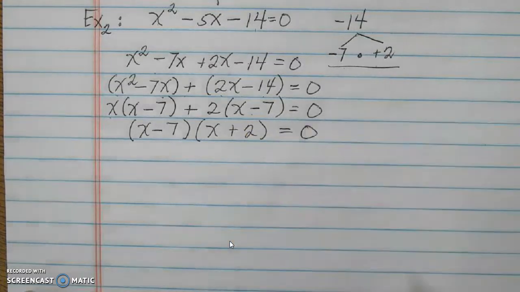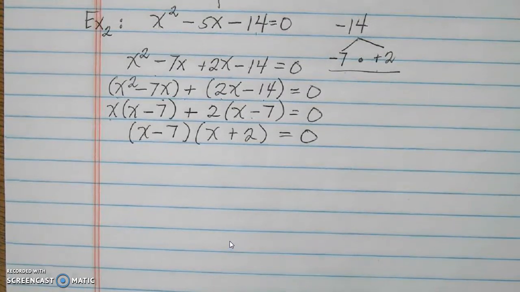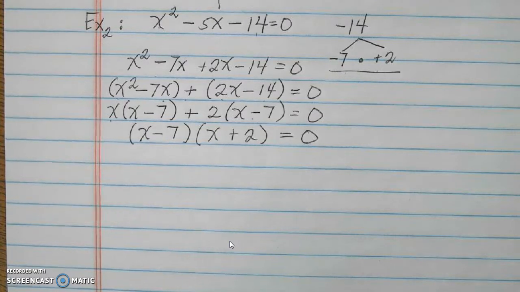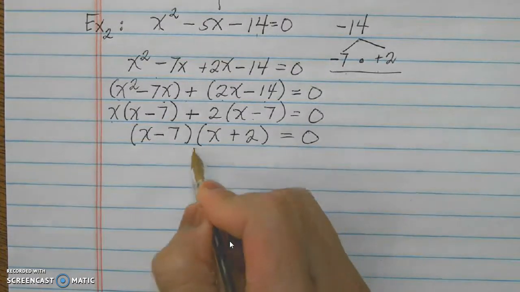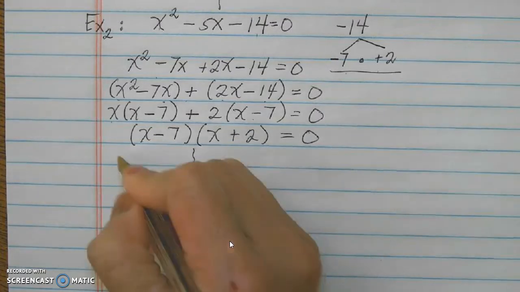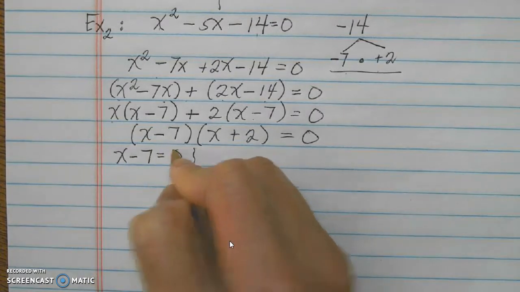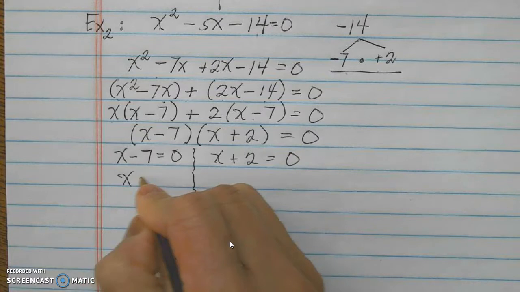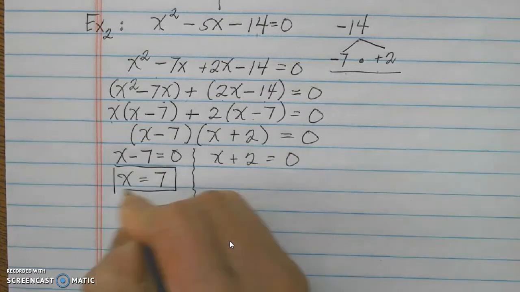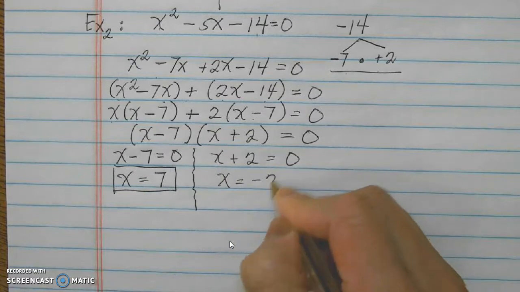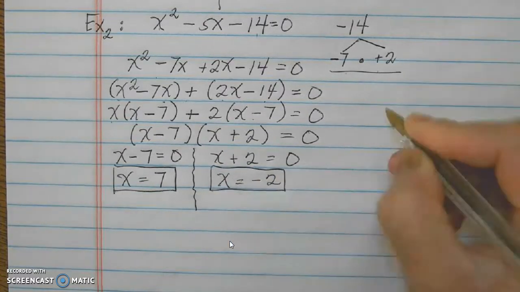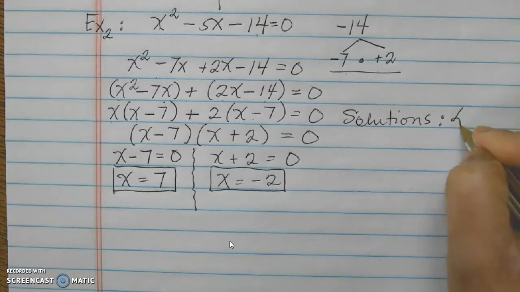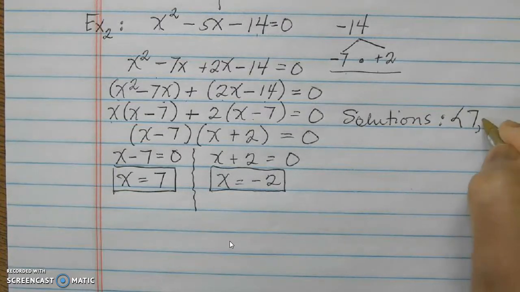So now we will begin the process of solving for the x-intercepts of this quadratic equation. We're going to divide this into two parts. So we will have x minus 7 equals 0, and we will have x plus 2 equals 0. So here x is positive 7. That is your first solution. And here x equals negative 2. That is your second solution. Therefore, your solutions are 7 and negative 2.